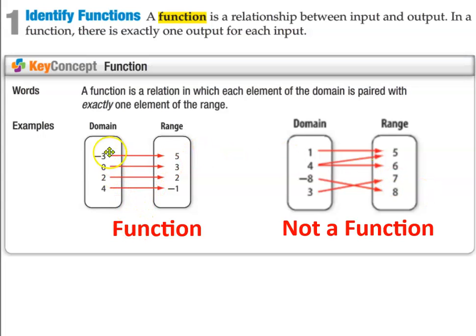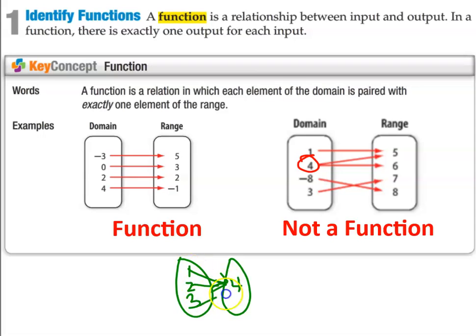The function on the left has one single arrow coming off of each input. The one on the right is not a function, because if you look at the input of 4, it can either come out as a 5 or it can come out as a 6. Therefore, it fails the test. Now remember, your inputs can all map to the same output. That's fine. But you can't have an input that maps to two separately different outputs.